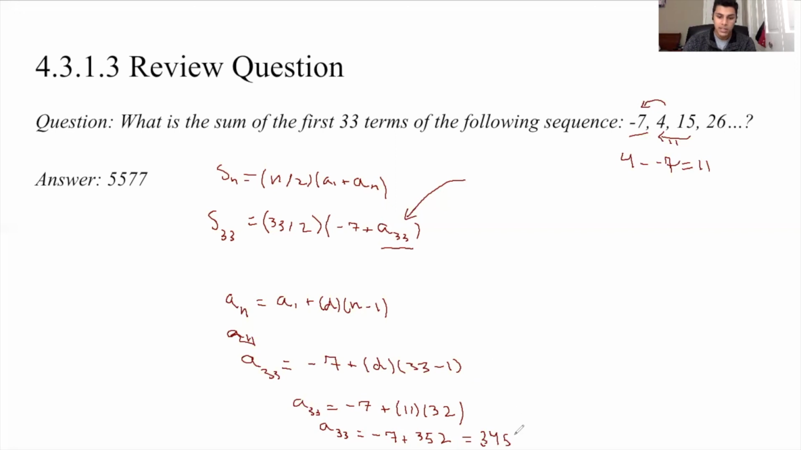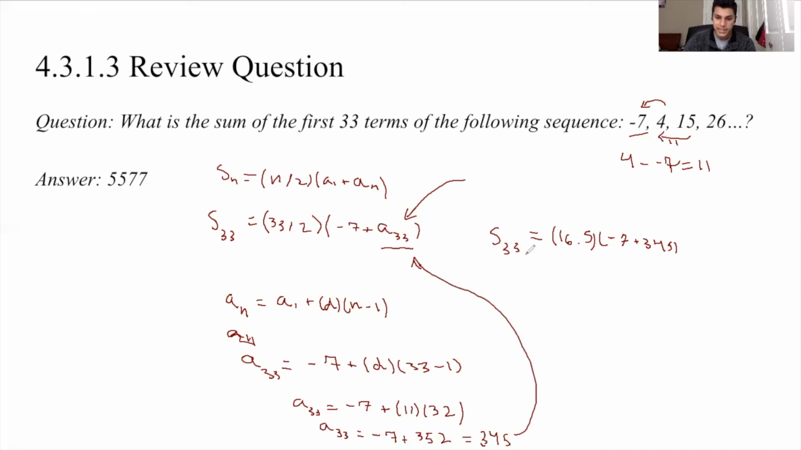So now we can substitute that back into this equation, which I'll write out again. S33 equals 33 over 2, which I'm going to simplify right now. 33 over 2 is 16.5. And then that times -7 plus 345. And yes, sometimes you are going to get decimals or fractions here.